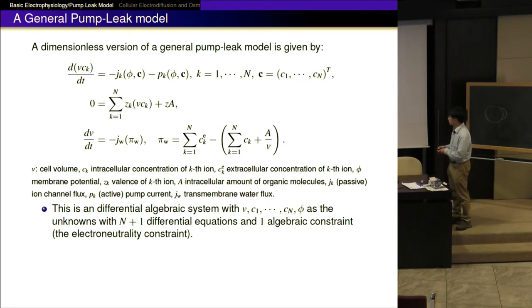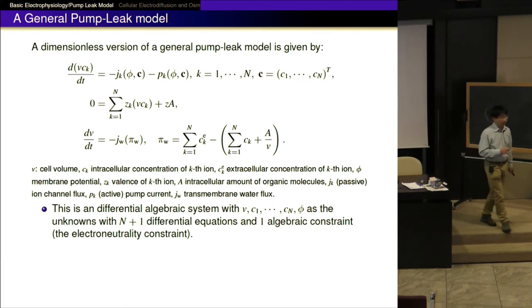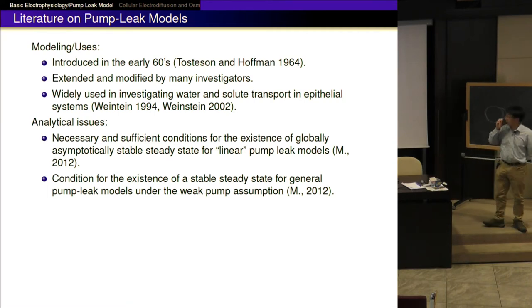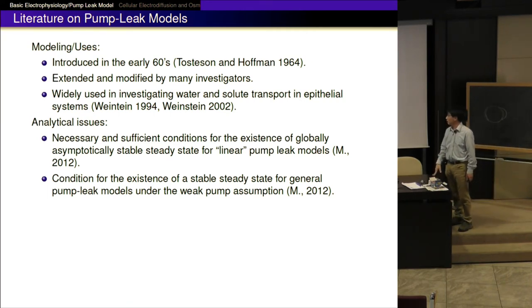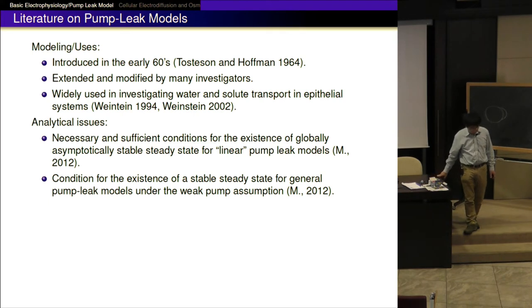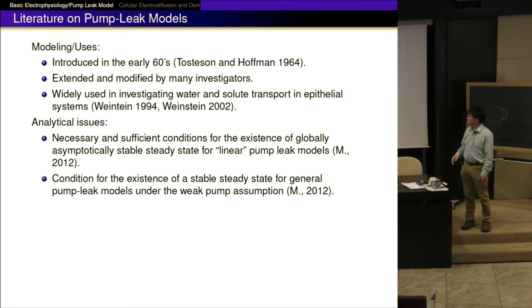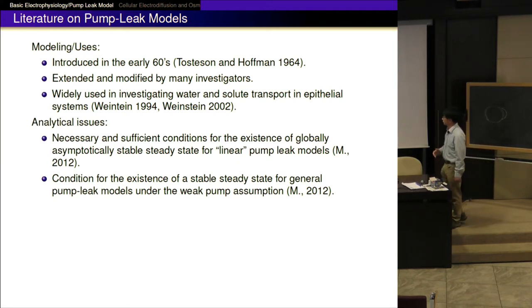So we have a differential algebraic system with n plus 2 unknowns: V, c1 through cn, and phi. So n plus 1 differential equations with one algebraic constraint. So this is the system that we have. Now this was a model introduced in the 60s by Tosteson and Hoffman. This pump-leak model has been modified by many people, especially those who work on water and solute transport in epithelial systems, like the kidney, the intestines, and so on, where we have water and salt absorption.